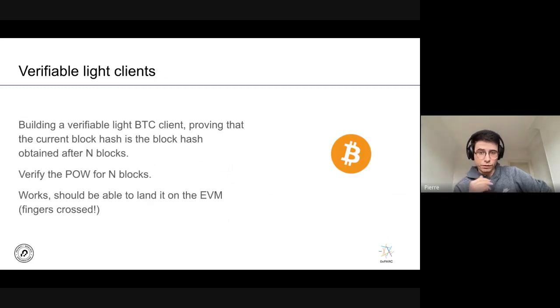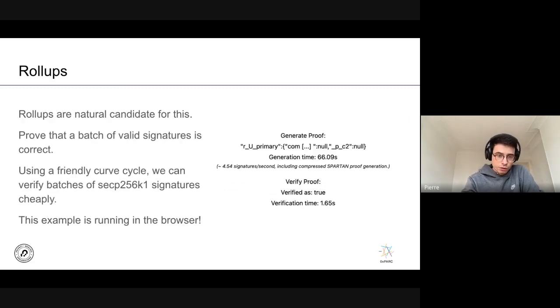Then you can also do verifiable light clients. Here the idea is to prove the proof of work of a specific chain. We did that for Bitcoin, where the idea is to verify the proof of work for whatever number of blocks that you want. And we should be able to land it on the AVM soon. Yeah, so it's also very interesting.